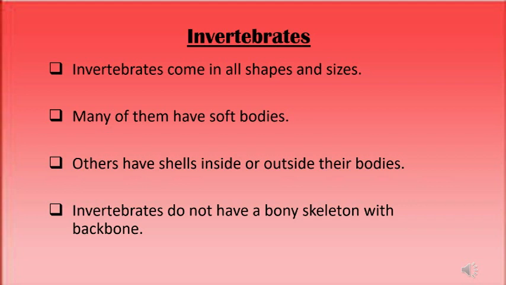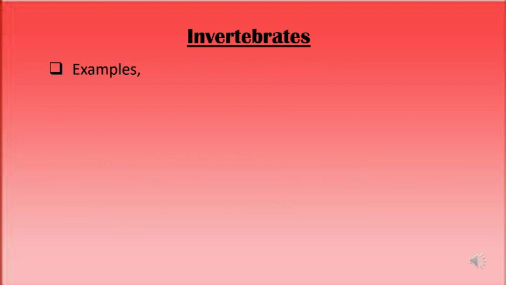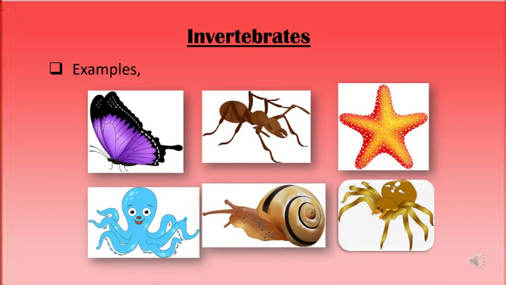So can you tell me some examples of invertebrates? So let's see some examples of invertebrates. From this slide, you can see some examples of invertebrates such as butterfly, ant, starfish, octopus, snail, and spiders are some examples of invertebrates.